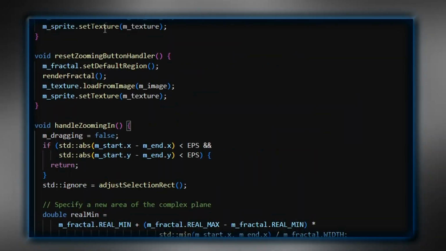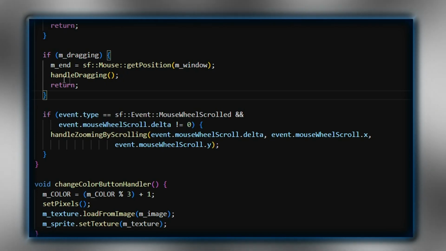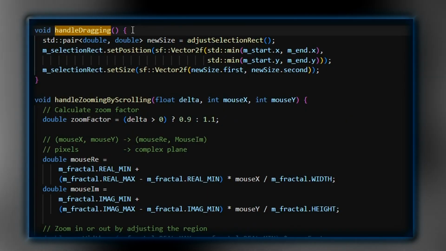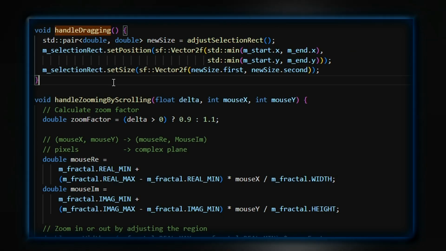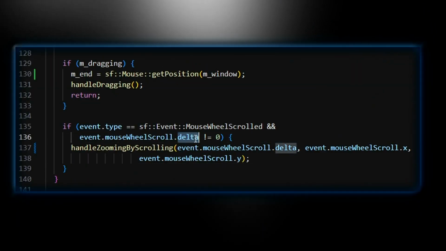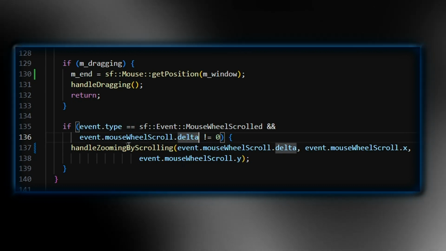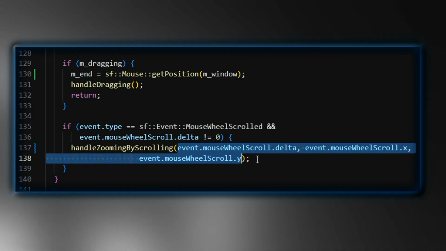Let's go to the next event, which is selecting a rectangle. So the field dragging is set to true, but the mouse hasn't been released yet. In this case, we fix the current position of the cursor and call handleDragging, where I adjust the size of the rectangle using the same method that we used in the handleZoomIn method, and then I update the size of the rectangle. Simple as that. We have only one event to cover, which is scrolling the wheel of the mouse. Delta equals 1 when we scroll up and -1 when we scroll down. So we call the method handleZoomIn by scrolling, passing delta and the coordinates of the mouse as the arguments.